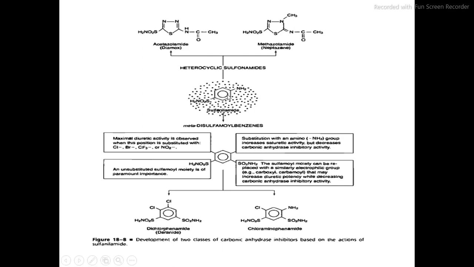That is, instead of this simple aromatic ring, they have now substituted it with heterocyclic molecules, so it will generate acetazolamide and methazolamide. These two have similar properties to meta-disulfamyl benzenes and show the highest carbonic anhydrase inhibiting activity. Let us see what different substitutions we can use as per the SAR points of this meta-disulfamyl benzene. Now here it shows us.